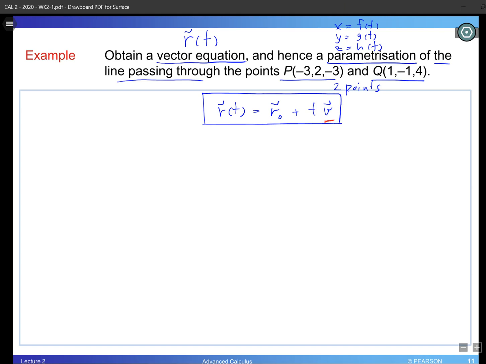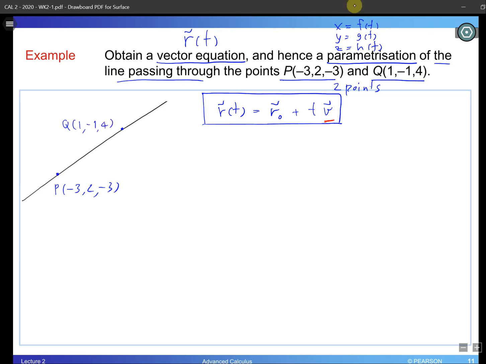Now, I'm going to draw this P and Q, so that we can understand the geometry in the space. We are going to have this straight line, and 1 point on this line would be this P, and that is located at -3, 2, and -3. And the other point is maybe right here. I'm going to call this point Q. It's located at 1, -1, and 4.